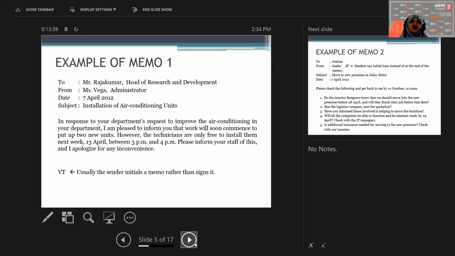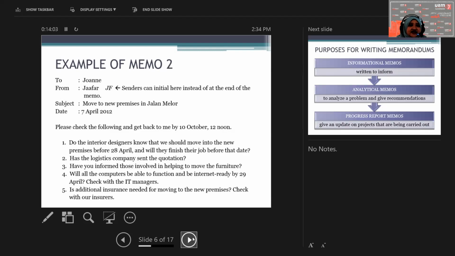Okay, so that is from the same company, department to department. So each of the departments is responsible for the information. Well, if we were to simplify, I would say you can just simply put date, time, and then what you need to do. Okay, and this memo is just using initials and no signature. Just an initial of the names.